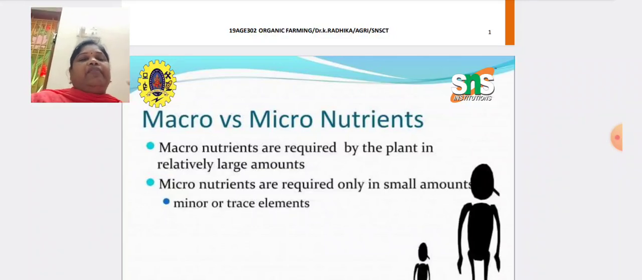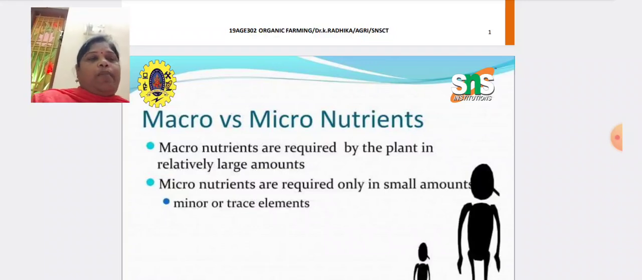So macronutrients are required by the plants in relatively large amounts. Micronutrient, as the name itself says, means small amount, or minor or trace nutrient. So plant nutrients are divided into two types, macronutrients and micronutrients. Macronutrients are required in large quantity, micronutrients are required only in small amounts.